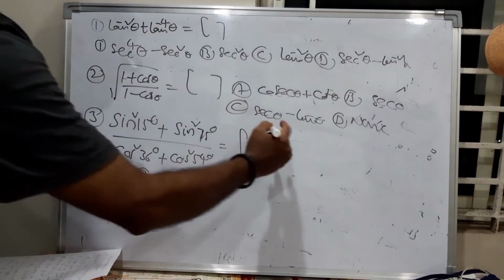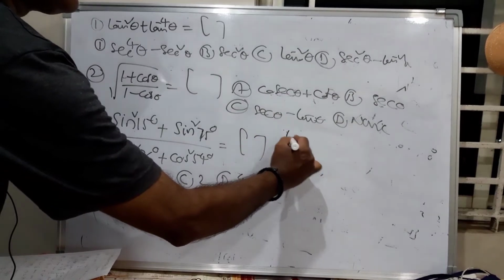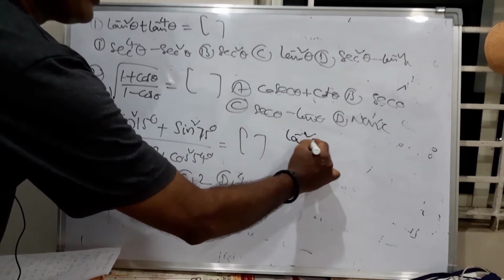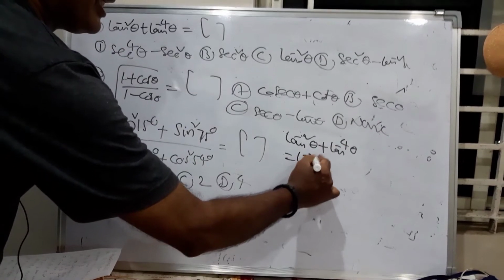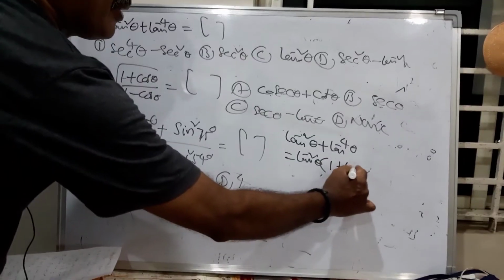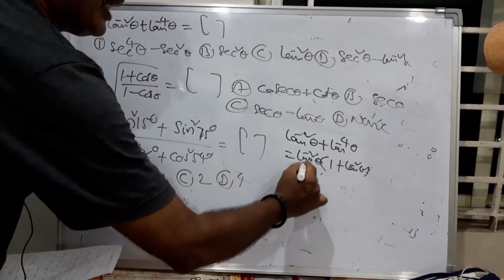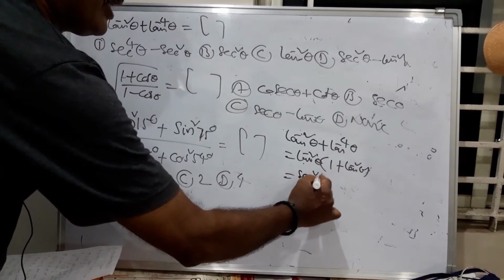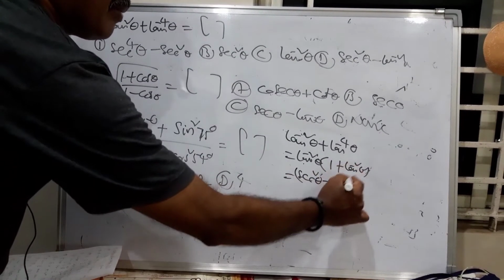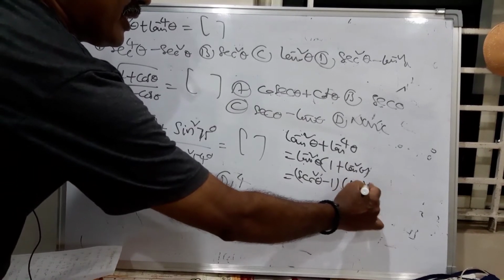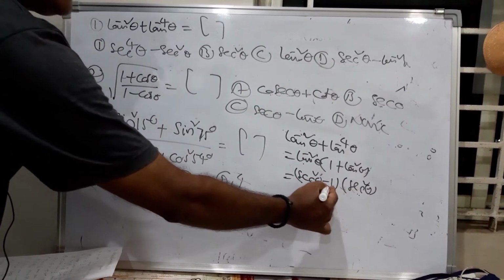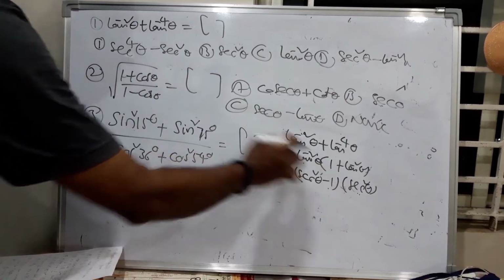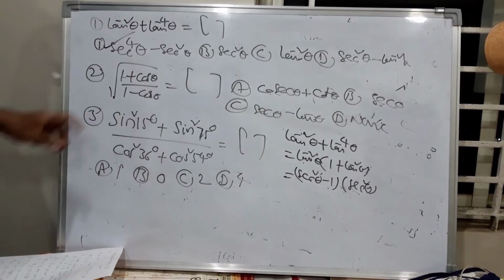Tan square theta plus tan power 4 theta. When you take tan square theta common, we get tan square theta into 1 plus tan square theta. Tan square theta is equal to secant square theta minus 1, so 1 plus tan square theta can be written as secant square theta. So secant square theta into secant square theta minus 1, that is secant power 4 theta minus secant square theta. Option is A.